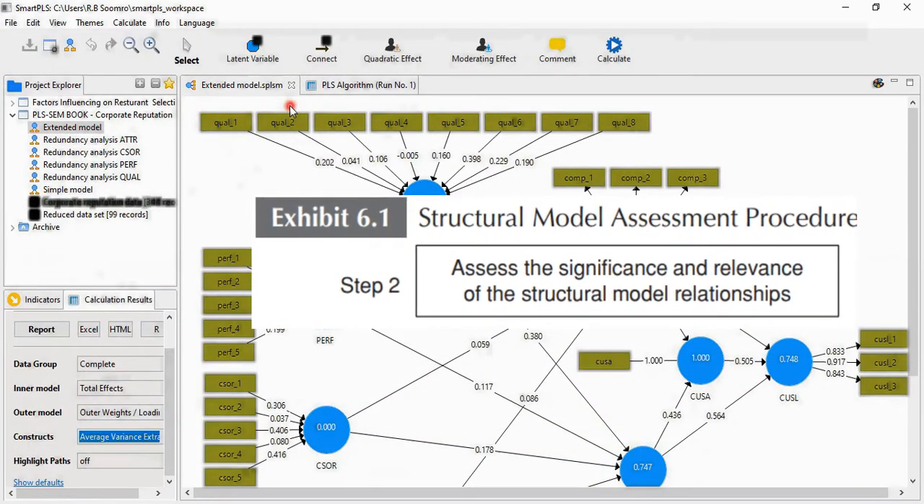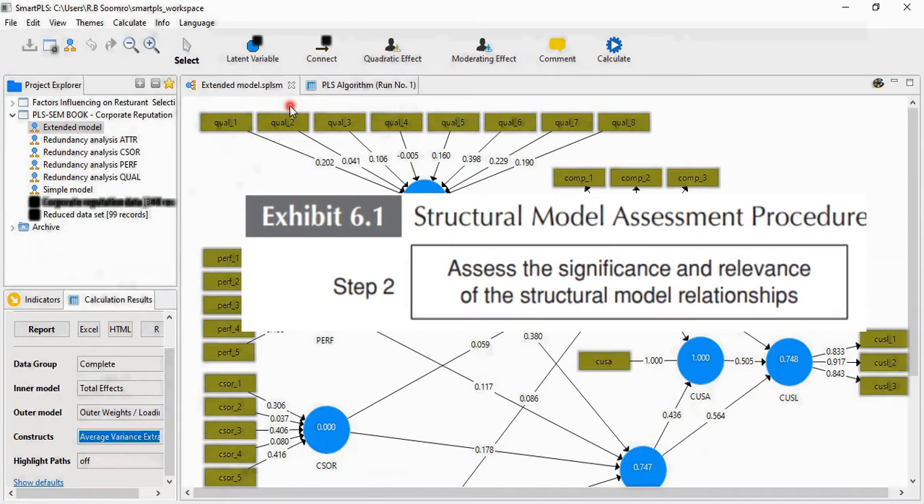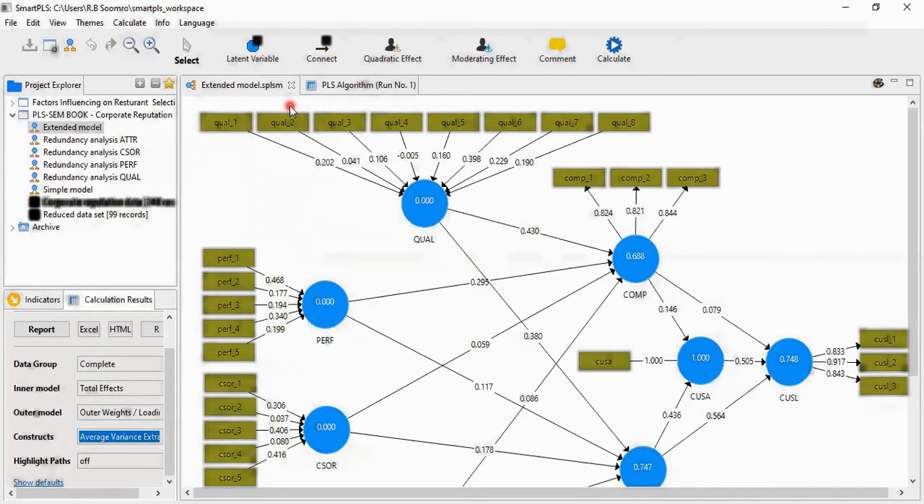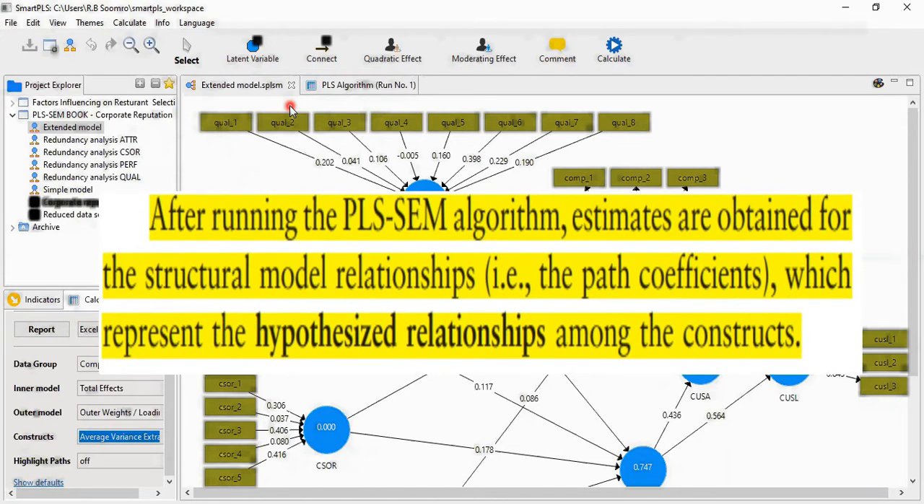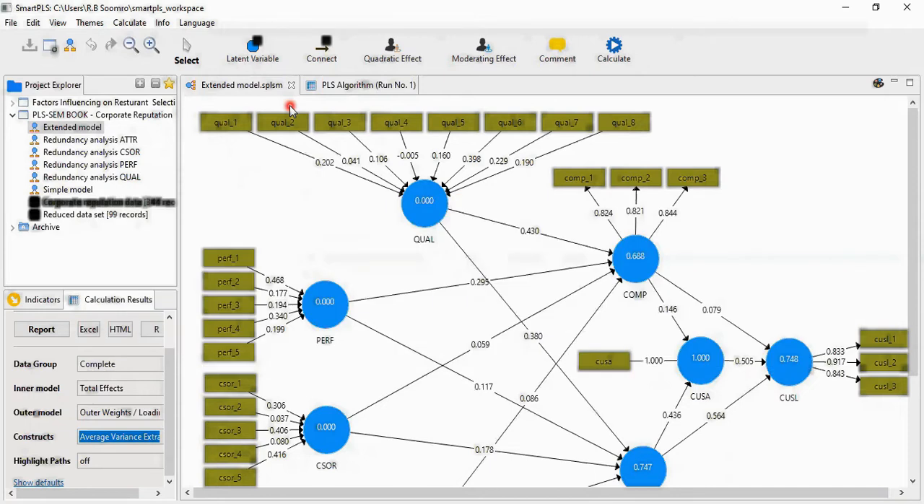Now we are going to discuss the structural path coefficients. Before that, here is some theoretical background. After running the SmartPLS algorithm, as we have just done, estimates are obtained for the structural model relationships, the path coefficients, which represent the hypothesized relationships among the constructs. According to a hypothesis, you create a path between the independent variable and the dependent variable. So these arrows, these lines, are your paths, your hypotheses.